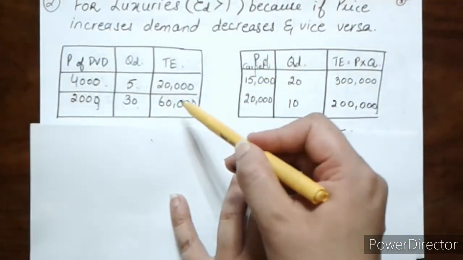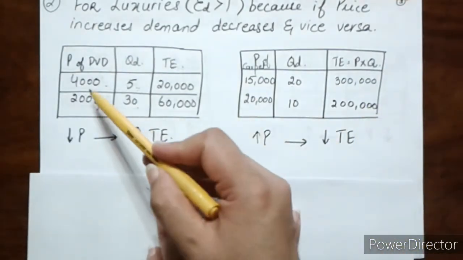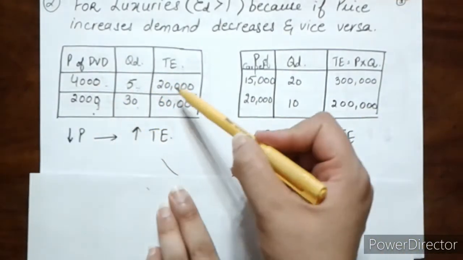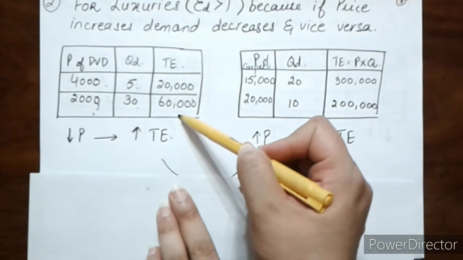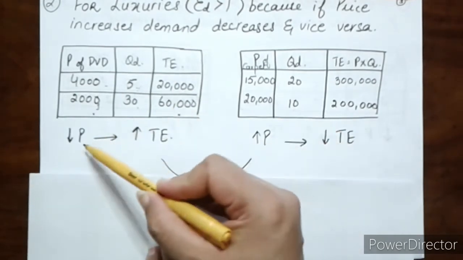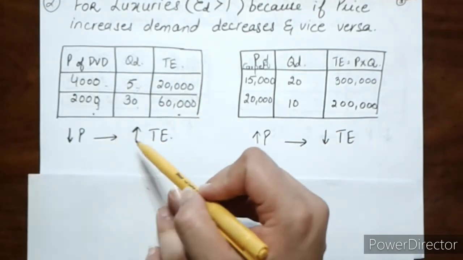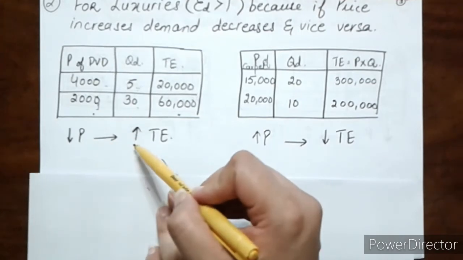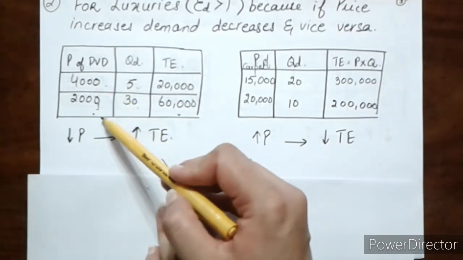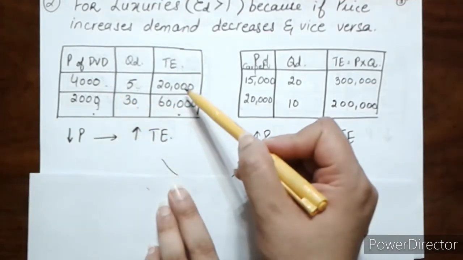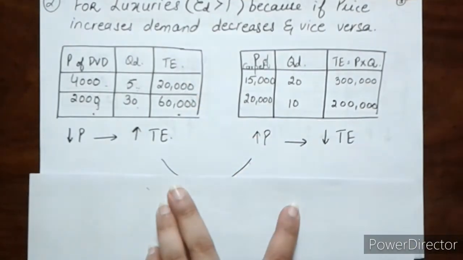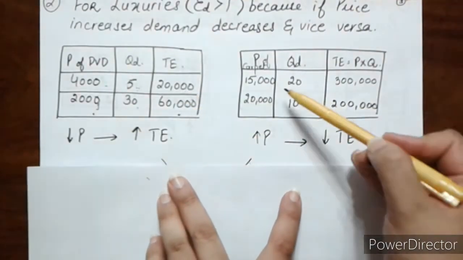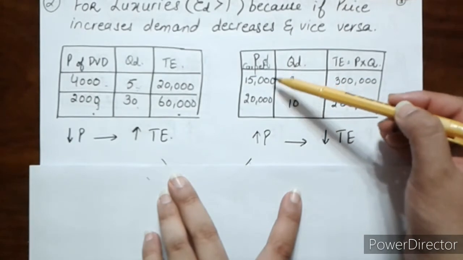So what do we see in this case? That a drop in price has caused increase in total expenditure. The direction or the movement in both of them is opposite to each other. The drop in price has caused increase in total expenditure. Now let's consider an opposite case where price rises.